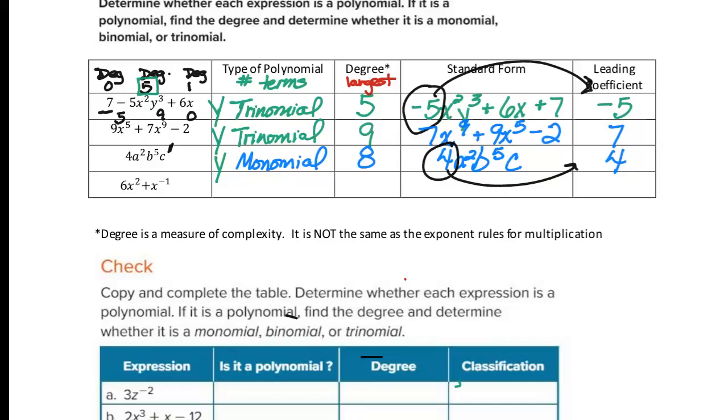Last one of this example. Is that a polynomial? Would you bet the farm on that? You would lose the farm. That is not a polynomial. Why not? A negative exponent. Remember, it would be 1 over x, no division. So if it's not a polynomial, you don't need to find the degree, write it in standard form, or worry about its leading coefficient. Okay?